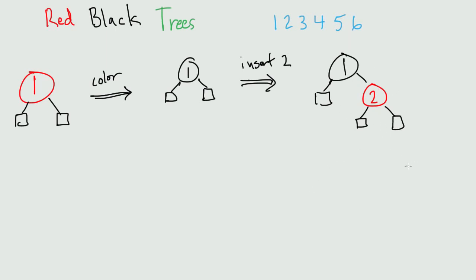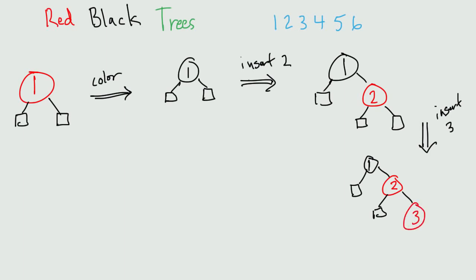So let's insert 3. We're just going to go down here. My arrows are going to go kind of all over the place, but they should be pretty self-explanatory. So let's insert 3. We've got a 1 here, and then our 2, and then 3.